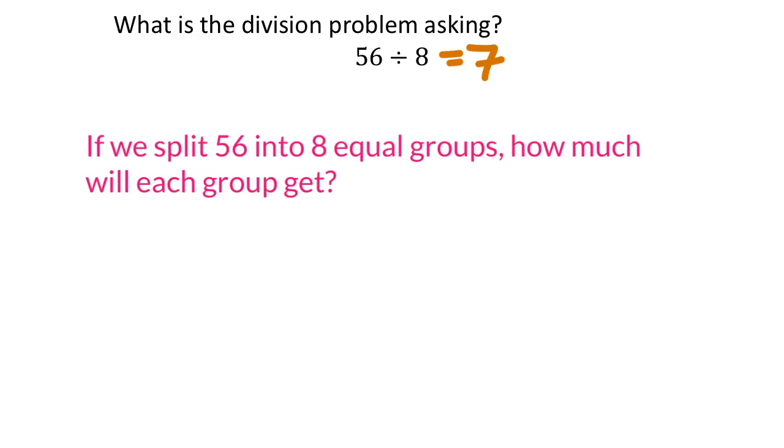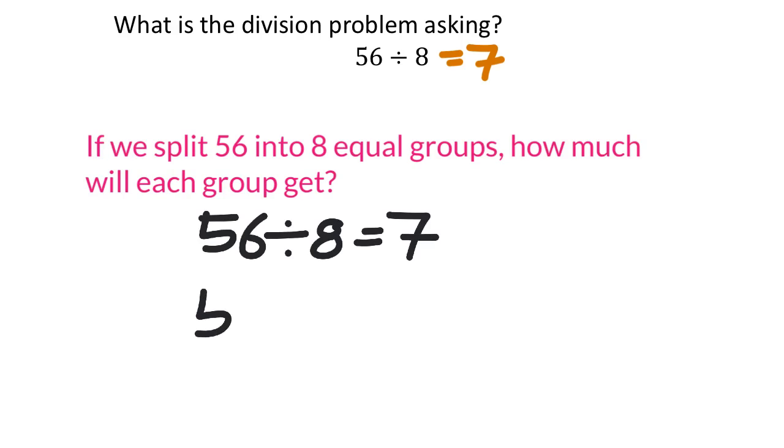I did mention I said 7 times 8, right? That's because that creates a fact family, which means that 56 divided by 8 equals 7 is the same as 56 equals 8 times 7.